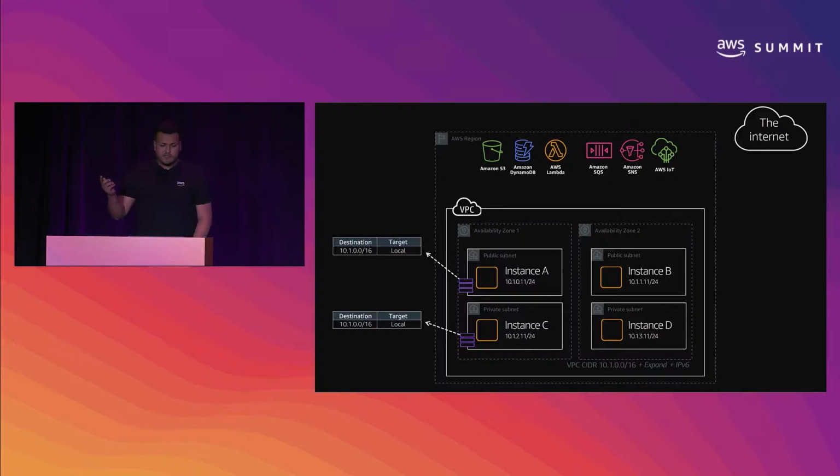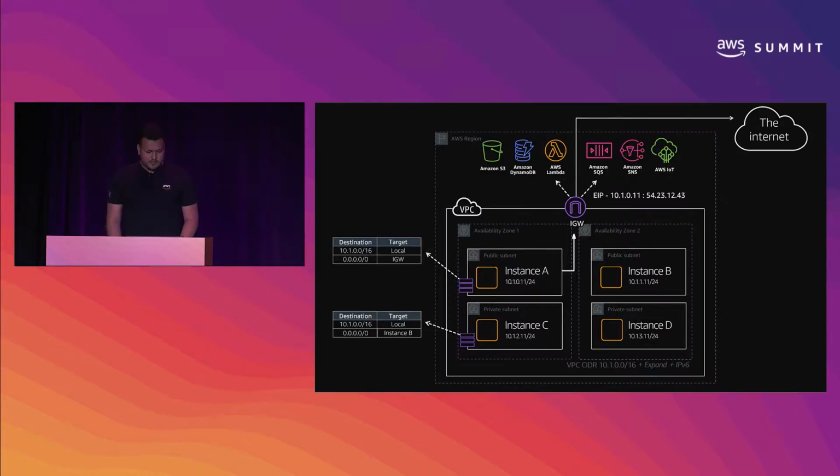Then we have all these different regional services again, and we have an internet gateway. An internet gateway is just a one-to-one NAT device that you attach to your VPC, and essentially all that does is say, I want my instance to be able to talk out to the internet. I'm going to assign that instance 10.1.0.11 with a 54-something IP, and that'll be able to access all regional services and also anything out on the internet.